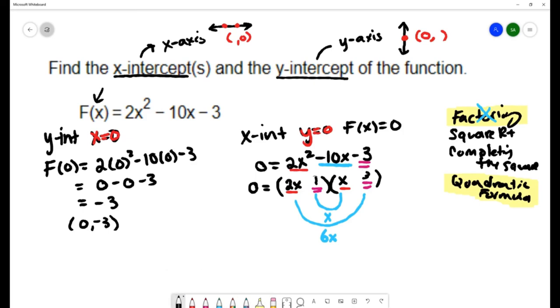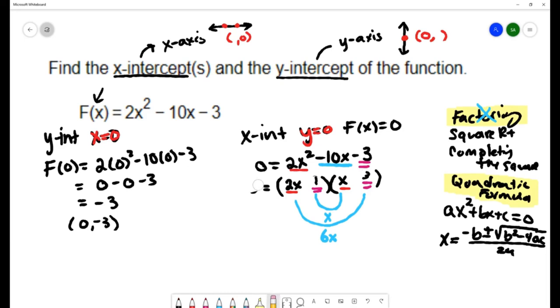So the quadratic formula works in this way. You can take any quadratic equation, which is ax squared plus bx plus c equals 0, and you can solve it with this formula. x equals negative b plus or minus the square root of b squared minus 4ac all over 2a.